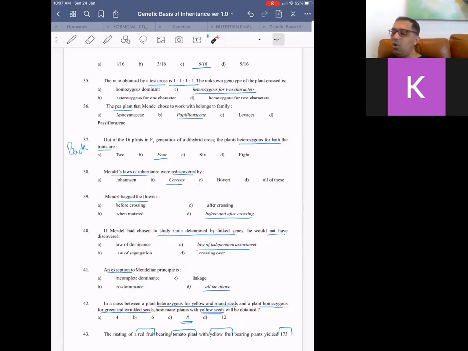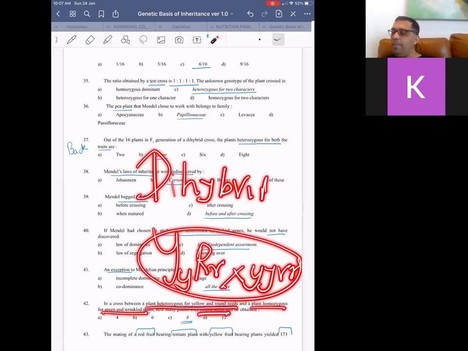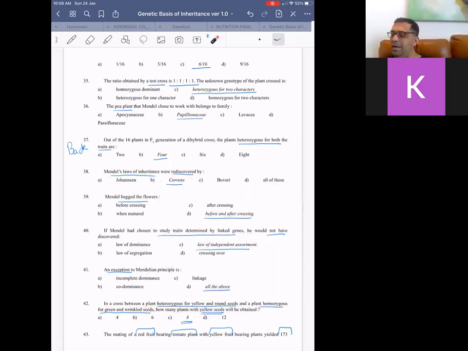Dihybrid test cross हो जाएगा ये. And in a dihybrid test cross, what will we get? 4:4:4:4. So 4 will be yellow and round, 4 will be yellow and wrinkled, 4 will be green and round, and 4 will be green and wrinkled.